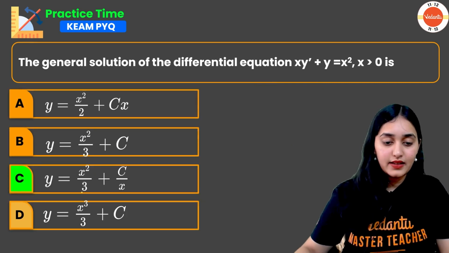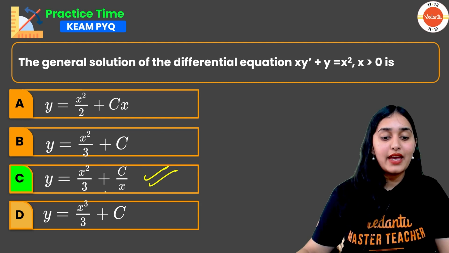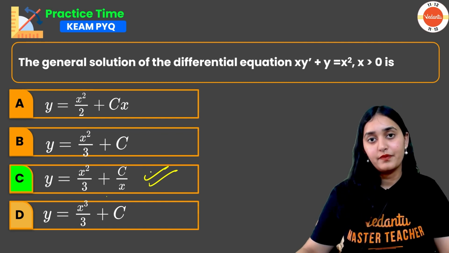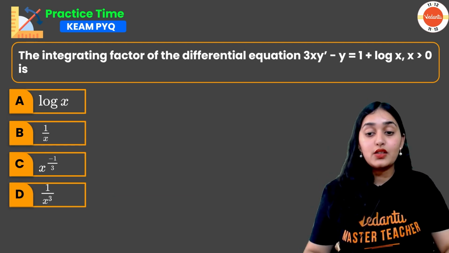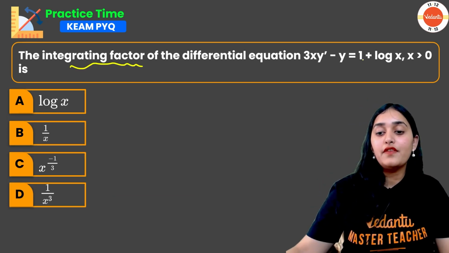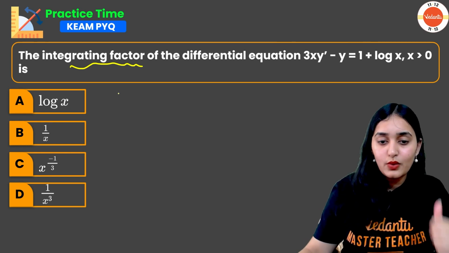So my answer is y is equal to x square by 3 plus c by x. By dividing the whole equation by x, I am getting this as the solution. Okay, next question. Find the integrating factor of this differential equation. Super simple. Let's do it quickly.